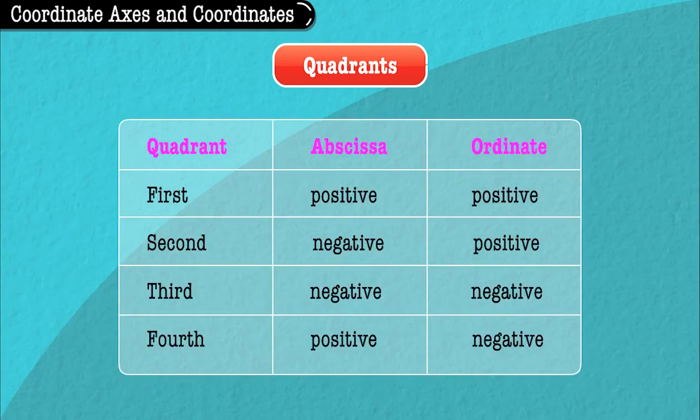In the first quadrant, both the abscissa and ordinate are positive. In the second quadrant, the abscissa is negative and the ordinate is positive. In the third quadrant, both the abscissa and ordinate are negative. And in the fourth quadrant, the abscissa is positive and the ordinate is negative.